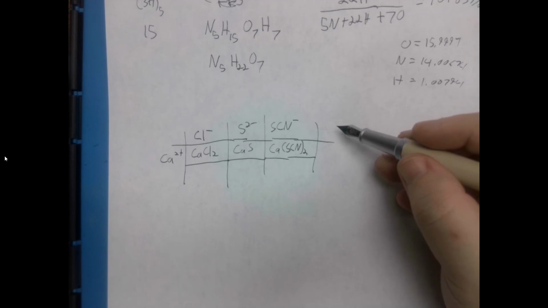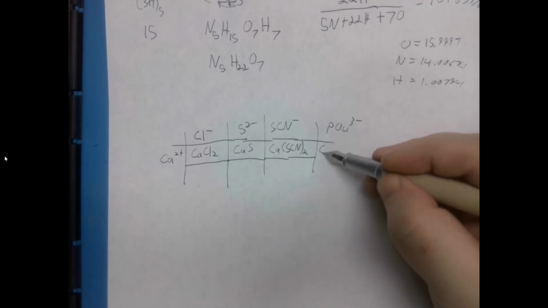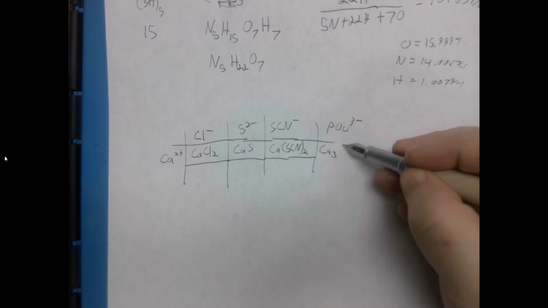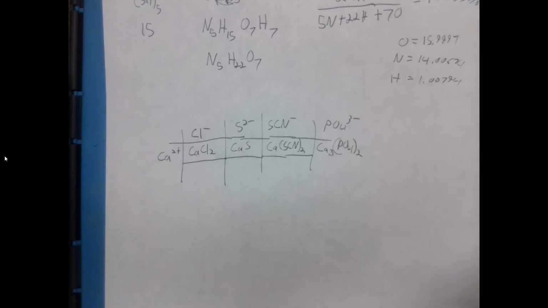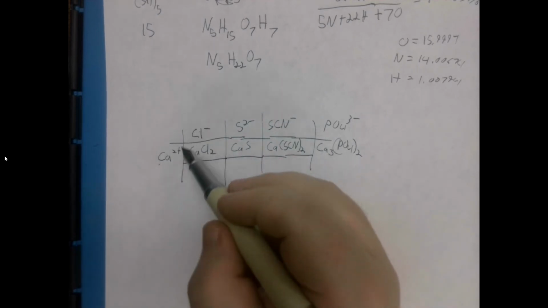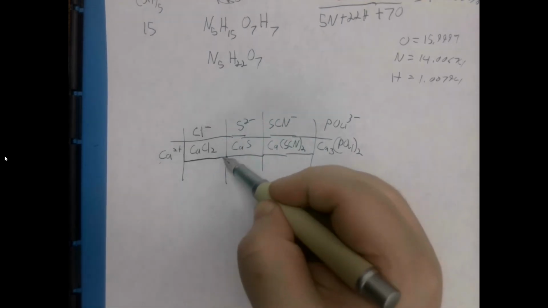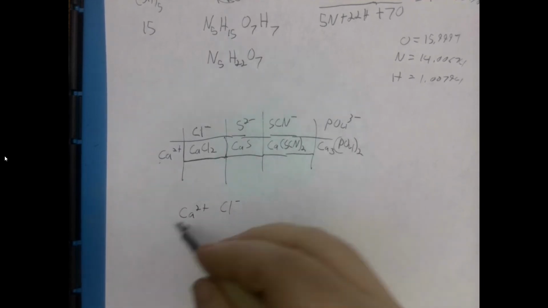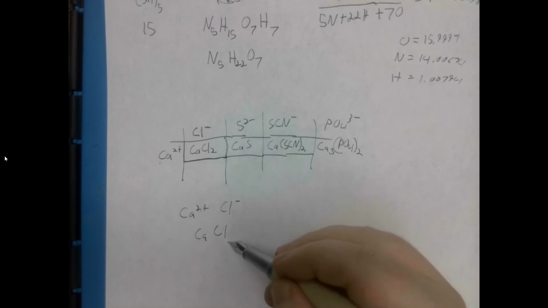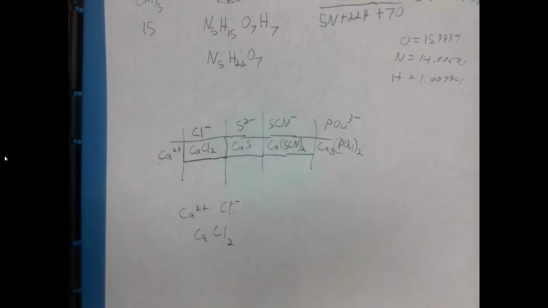Where's a good 3 one? PO4 3 negative, so that'd be calcium 3, PO4 2. Make sense? Basically, you're just crossing these 2. So this square here represents what happens when Ca2 plus and Cl mix, crisscross. The 2 is going to come over here. The 1's going to be going there, but we can ignore 1.